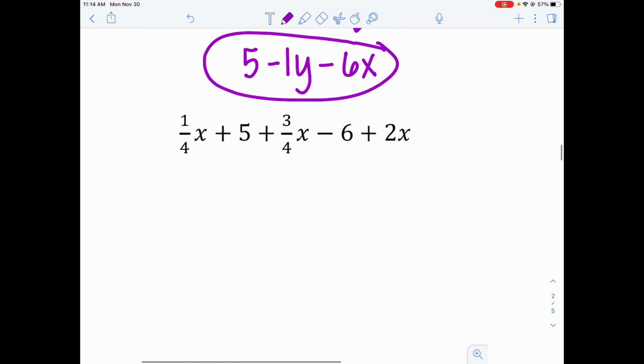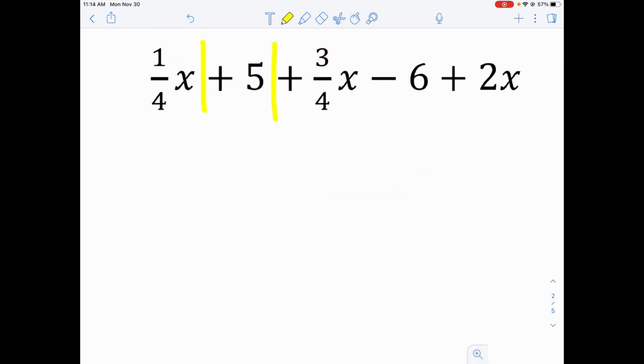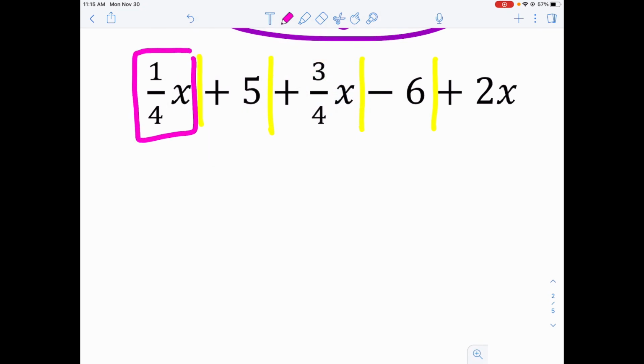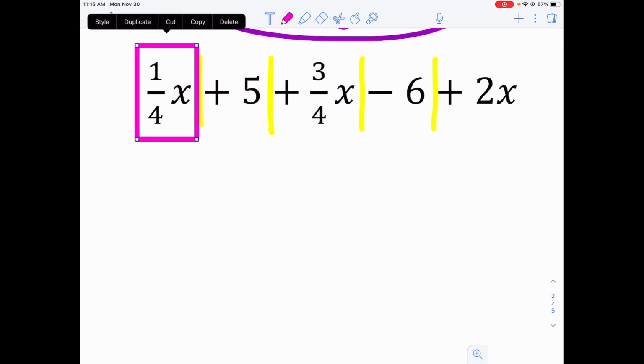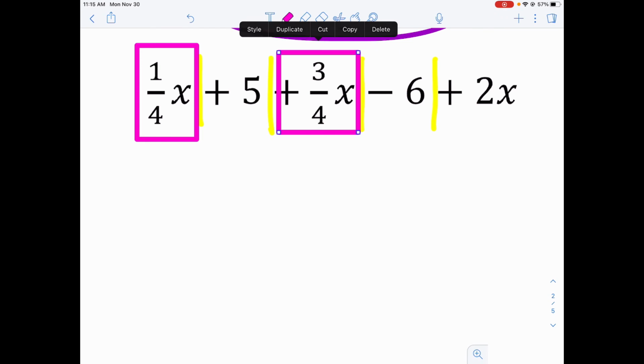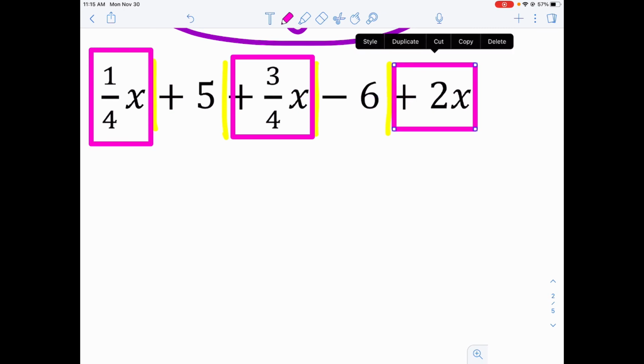Last one on this one. First thing I'm going to do is split them up by their terms. And then I'm going to identify all of their like terms. So I'm going to start with 1/4 x, putting it in a box. I'm not going to put 5 in a box because it doesn't have the same variable. Plus 3/4 x, I'm going to put it in a box because it has the same variable, and that variable has the same exponent. Negative 6 does not get a box because it doesn't have the same variable, and the positive 2x gets a box because it has the same variable and the same exponent.